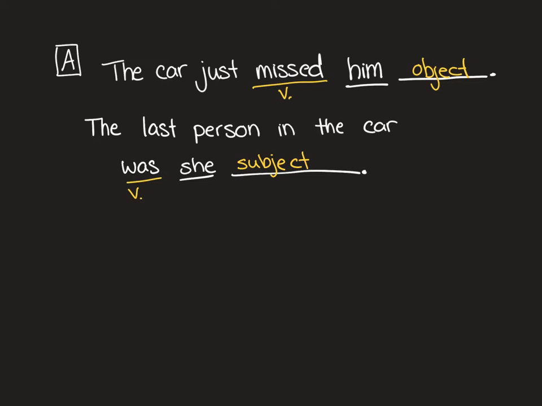In the first example, we couldn't say him just missed the car, right? It would be he just missed the car. So the car is the subject in the first one, and it just missed him. Whereas in this one, she is the subject because she was the last person in the car. So think about those two lists and where that word goes, because it could put the subject at the end and make an unnatural order to your sentence.